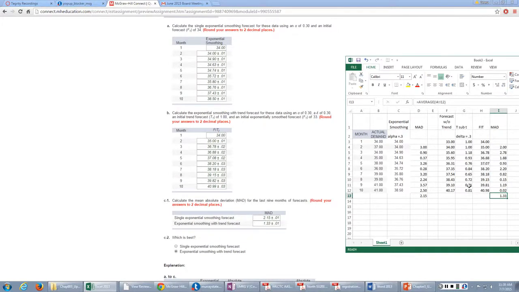So that should be enough to help you get through that first problem and look at exponential smoothing with trend and mean absolute deviation. Hope that helps.